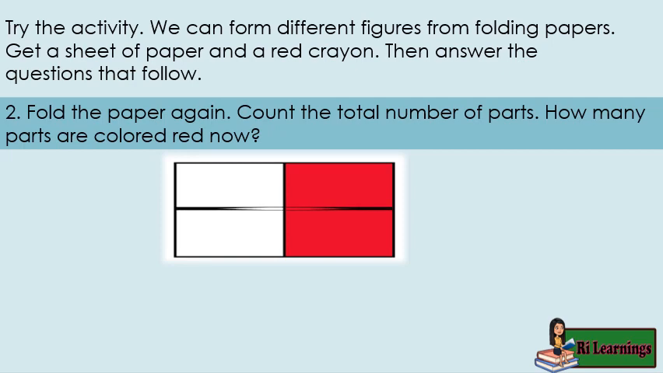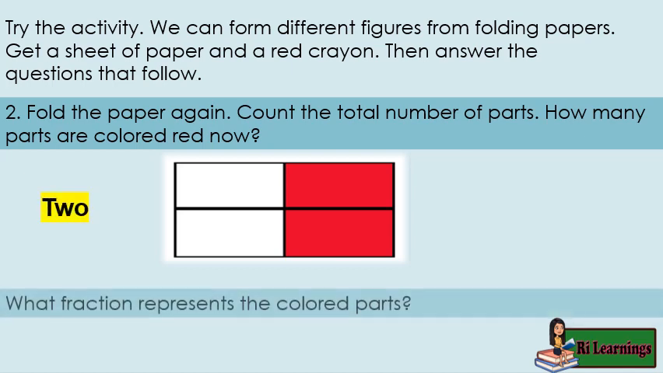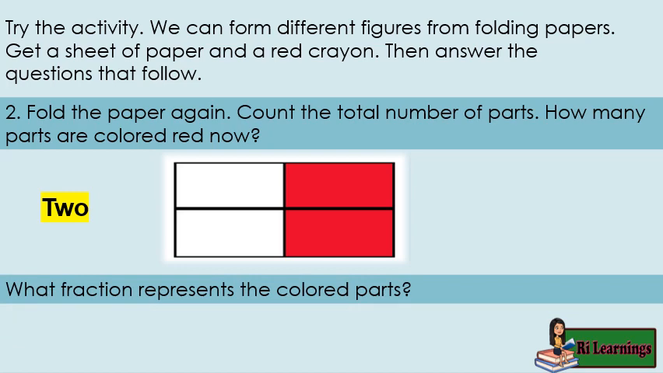2. Fold the paper again. Count the total number of parts. How many parts are colored red now? The colored red part now has 2 parts. What fraction represents the colored parts? 2/4.